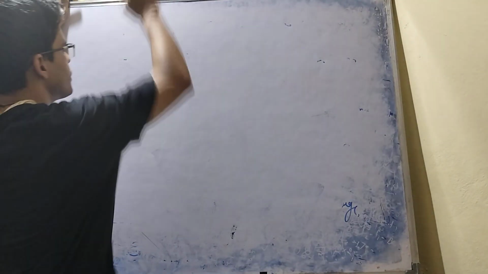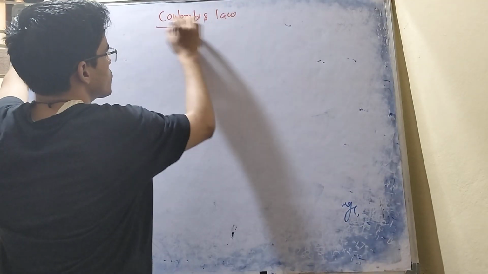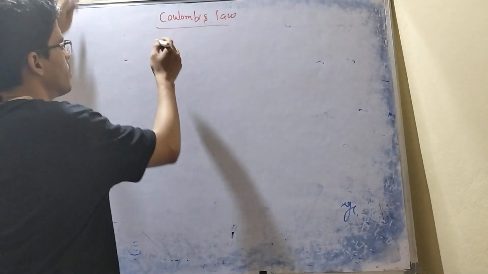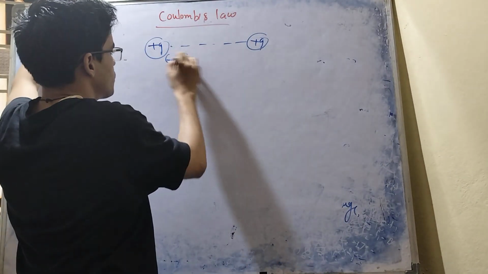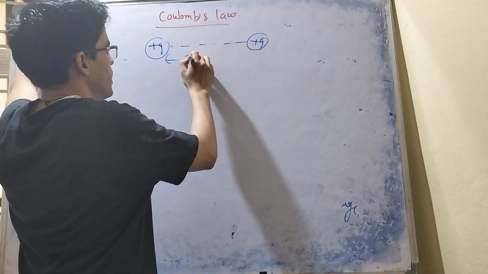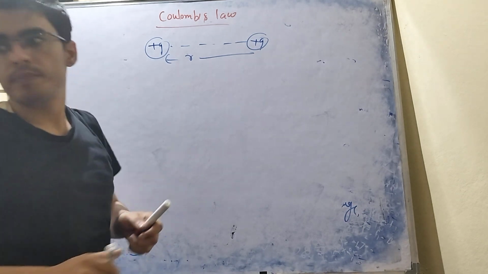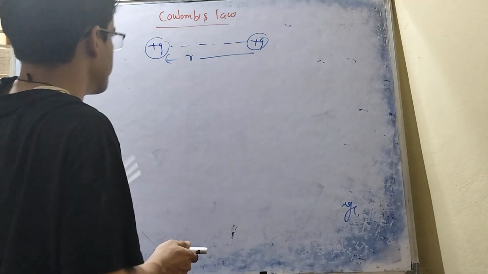Now write what Coulomb's law is. Actually, I told that already. Suppose we have a plus Q charge, and here also a plus Q charge, correct? Suppose the distance between both charges is given as r. My first question is: will an electrostatic force exist here or not? Yes, an electrostatic force will exist.